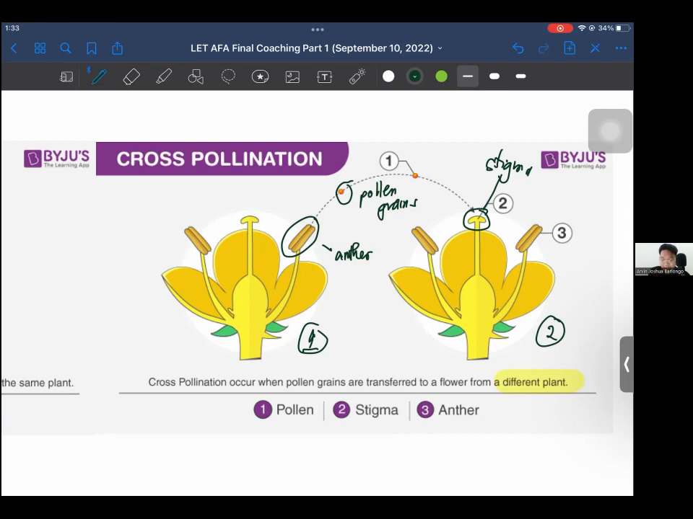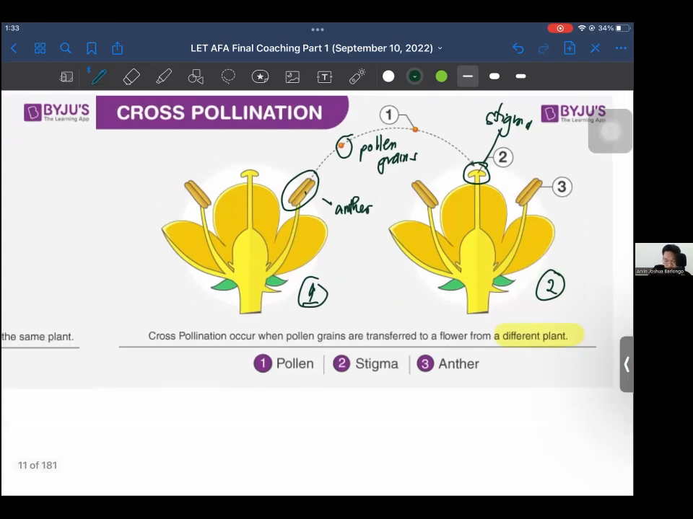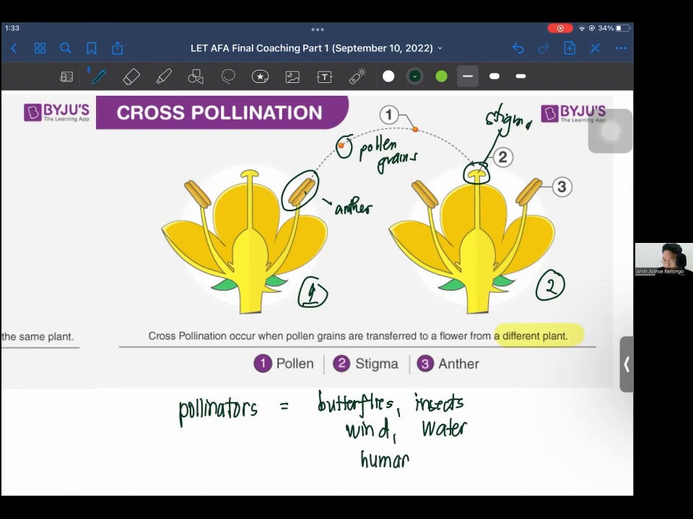So paano nangyayari ang cross-pollination? So it can happen through pollinators. So what are the known pollinators? Pwede itong butterflies or any insects. Wind. Pwede rin wind. Pwede nga rin water kapag nasa may bandang ilog yung mga flower. Yeah. Wind, water. And of course, human. Yung human, kapag nagkakaroon tayo ng intervention, kapag tinatransfer natin yung mga pollen grains, so that is considered as cross-pollination.